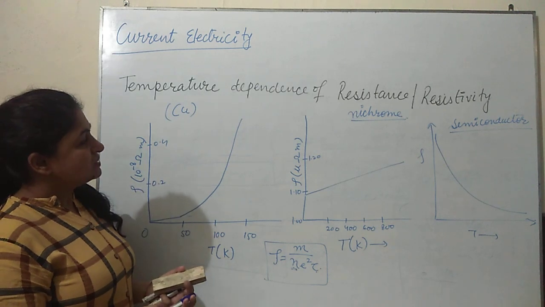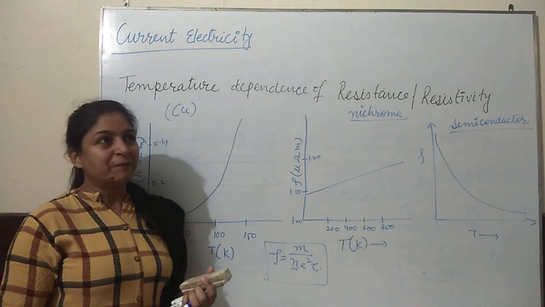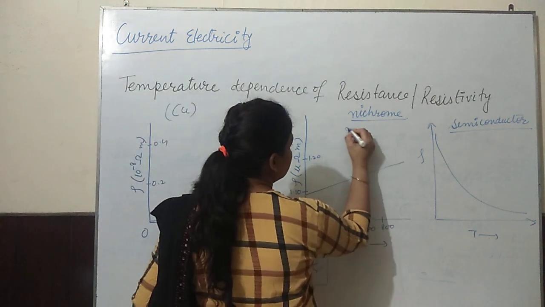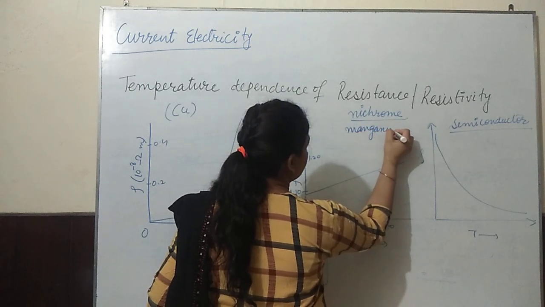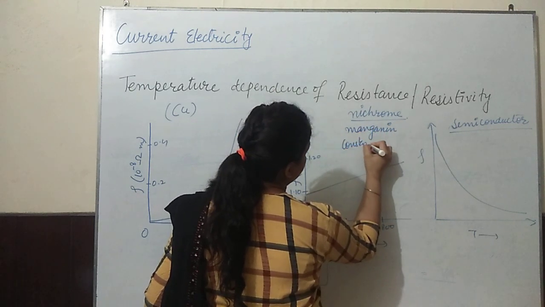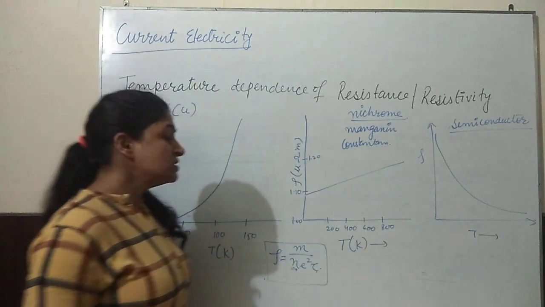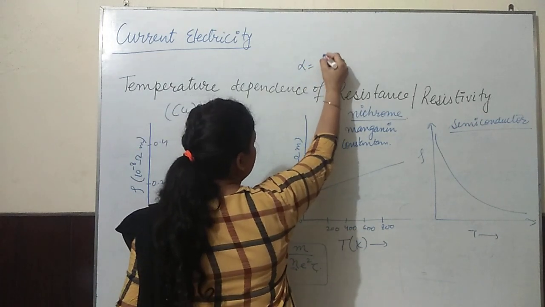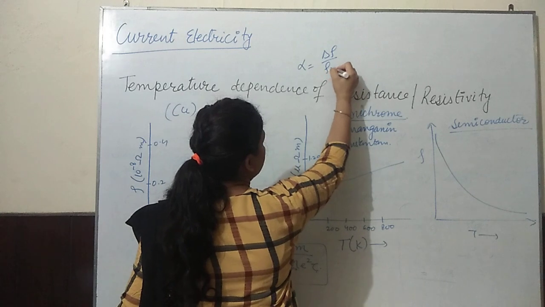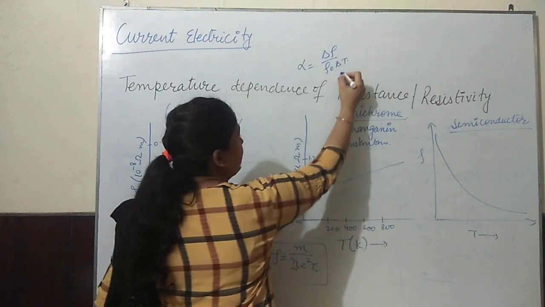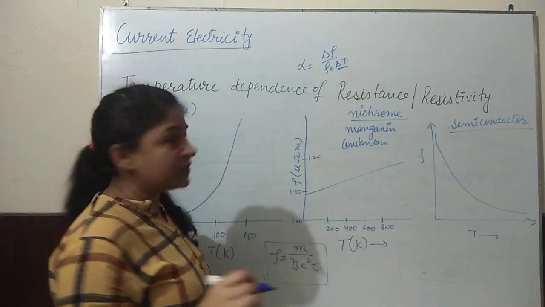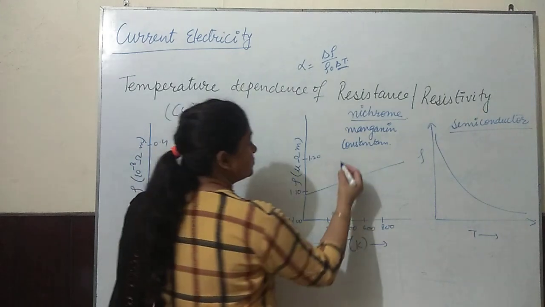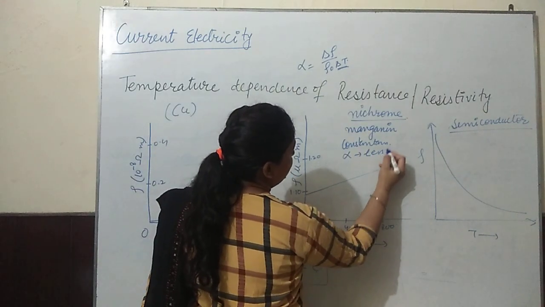So you can ask questions, which materials can be used to make the resistance coils. Nichrome can be used, manganese or Constantan. Why? Because their temperature coefficient is less, alpha is less. What is alpha? Alpha, we know that this is change in resistivity over original resistivity into delta T. If there is large change in the temperature, this is not too much change. There is not much variation in the resistivity. So we can write here alpha is less for these materials.